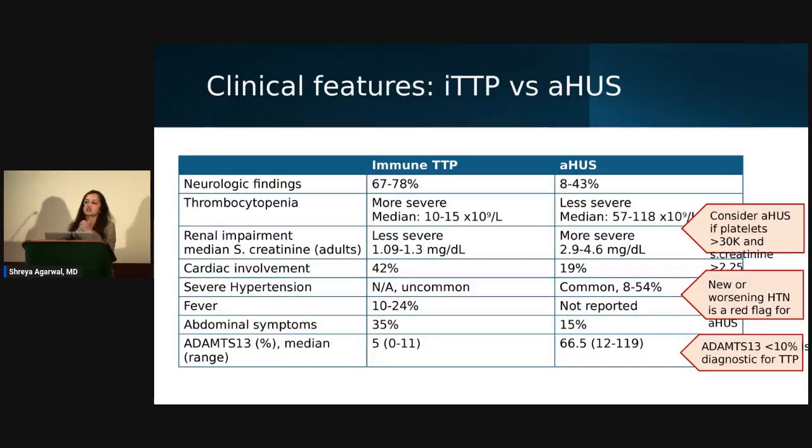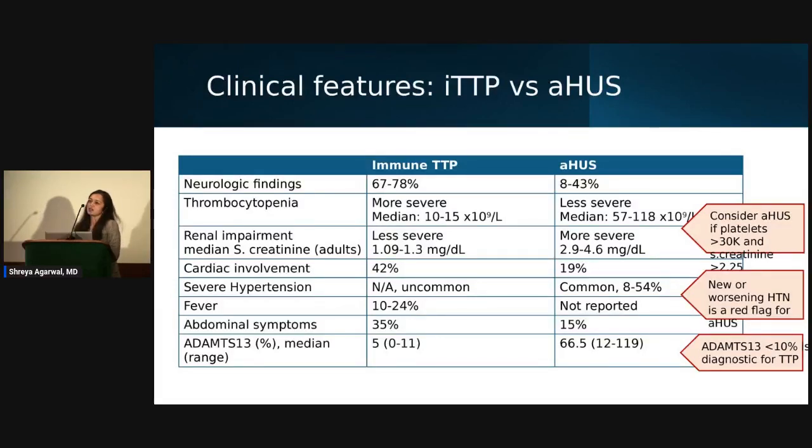As we mentioned, majority of these clinical features are kind of the same in immune TTP and atypical HUS, and I think that's where the diagnostic challenge remains. But there can be some clues which can point us in one direction or the other. So thrombocytopenia and microangiopathic hemolytic anemia are more severe in immune TTP compared to atypical HUS, which is in contrast to renal injury, which is usually more severe in atypical HUS. So if you have platelets above 30,000 and severe renal injury or elevated creatinine, think more towards atypical HUS.